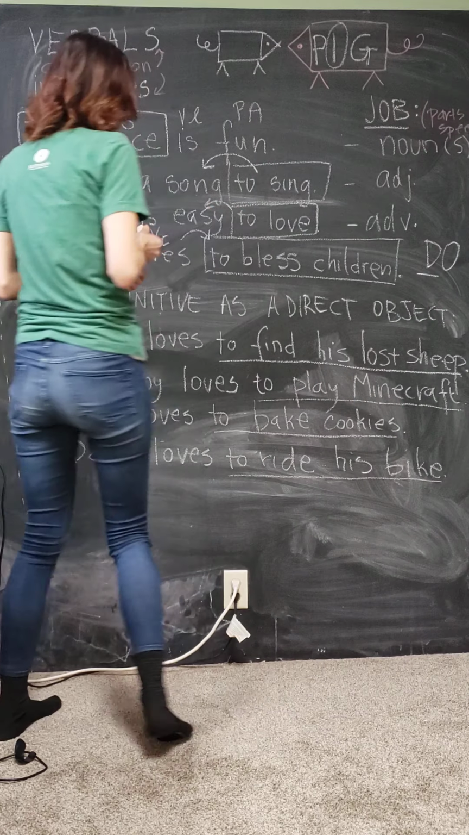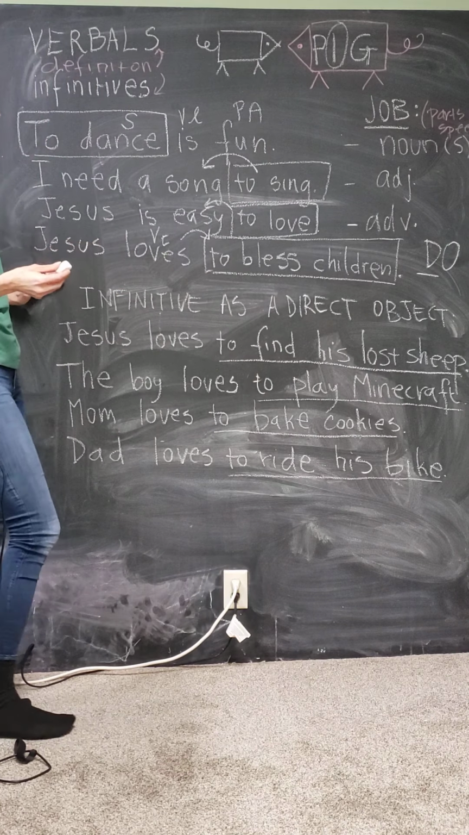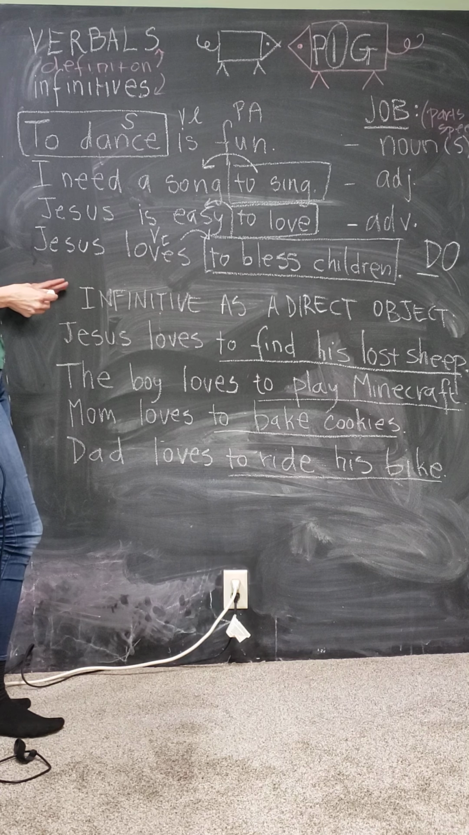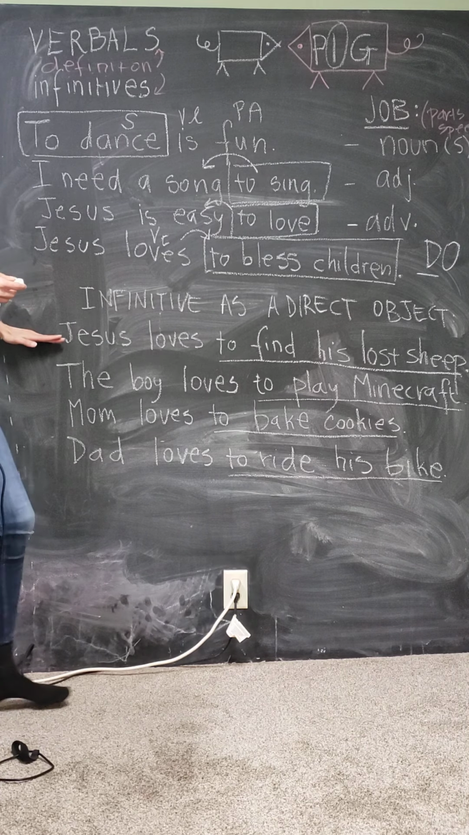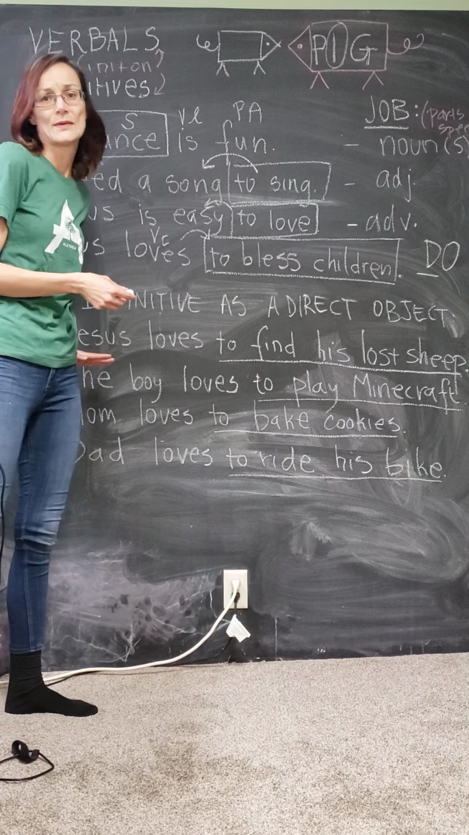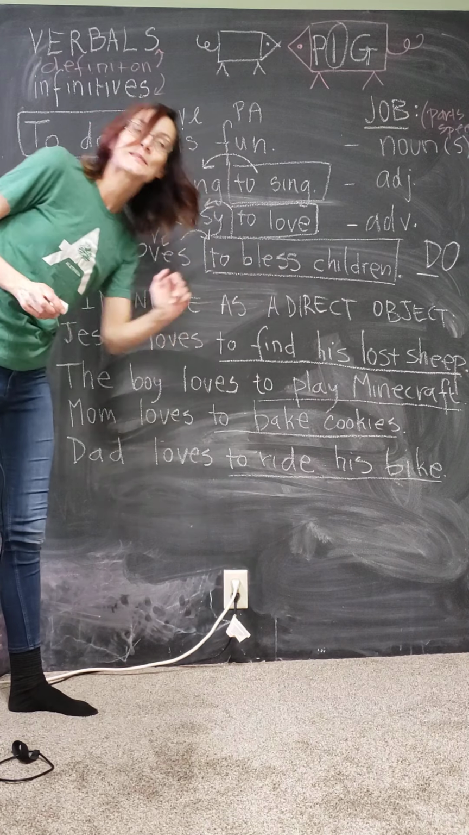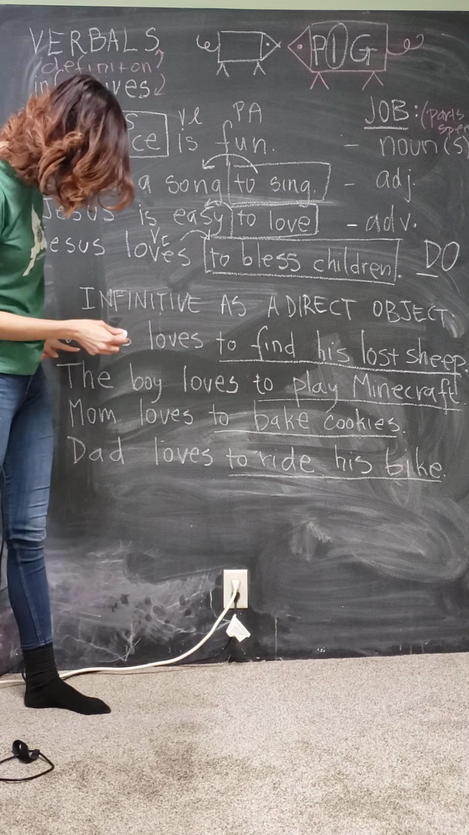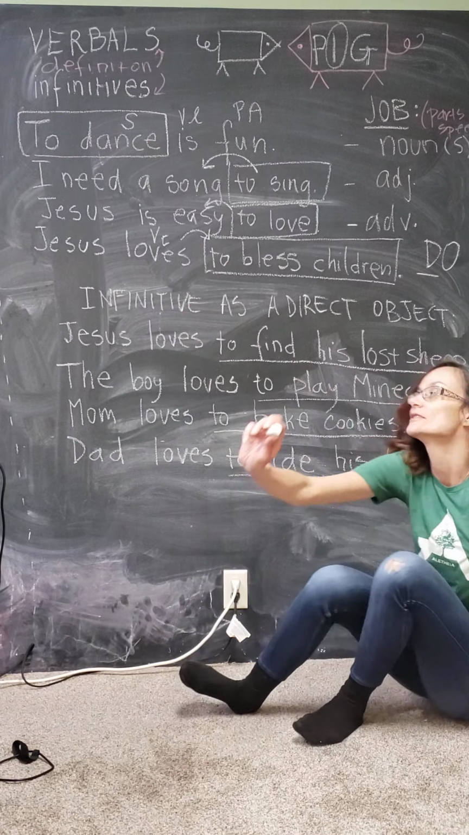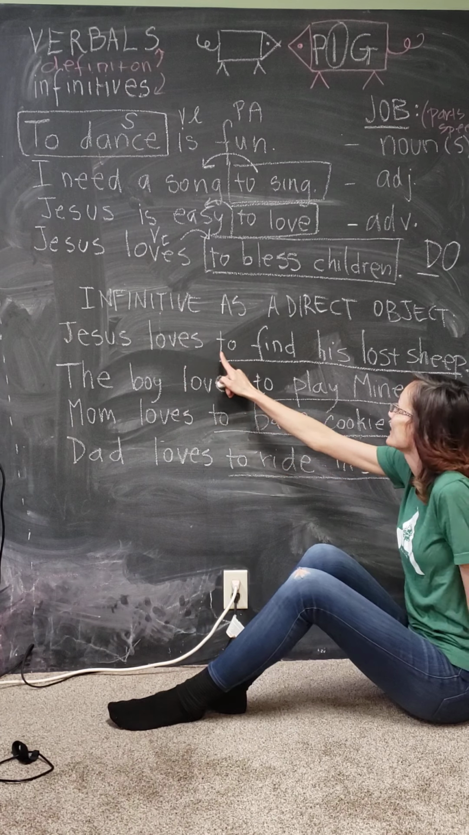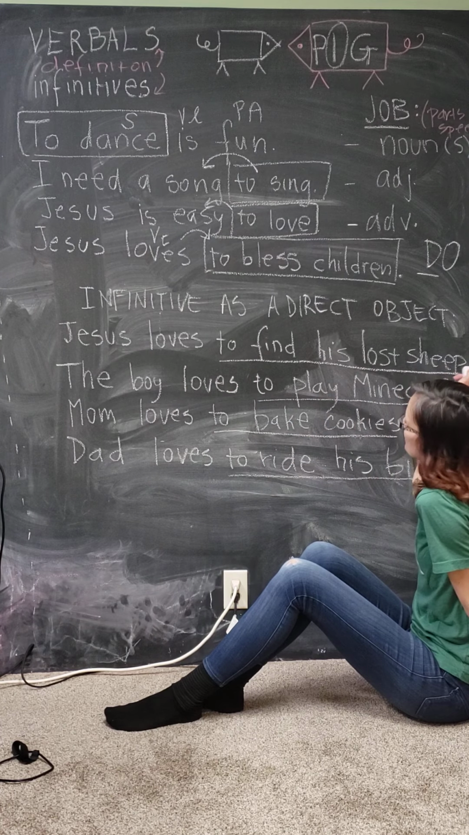Now, let's dive a little bit more into the infinitive as direct object. There are actually examples here of what these could be. I hope you can see me on the camera. But here is this first example. Let me actually sit down here. Let's sit down. Jesus loves to find his lost sheep.